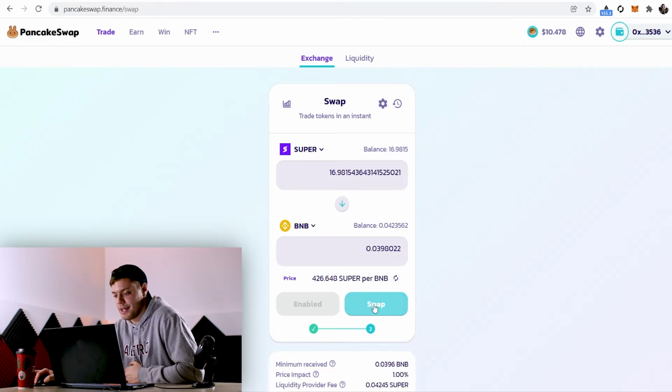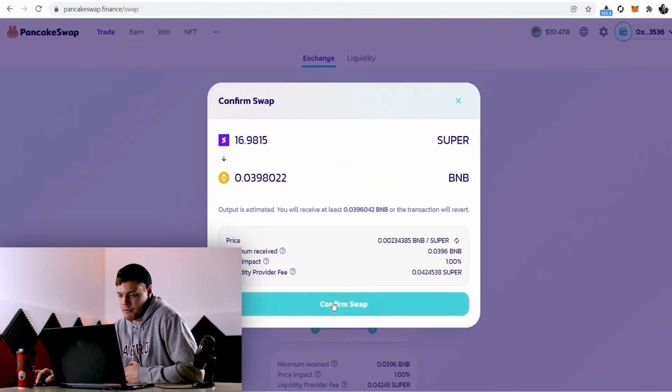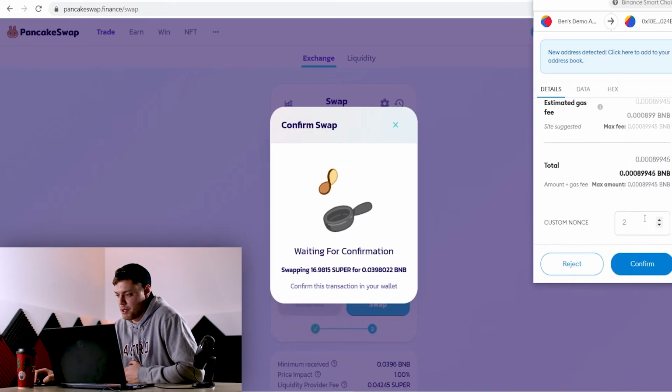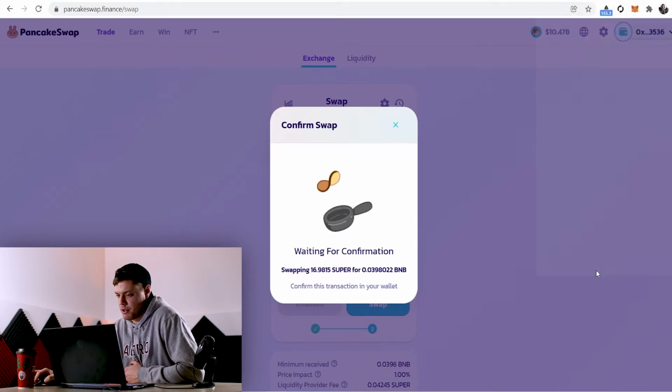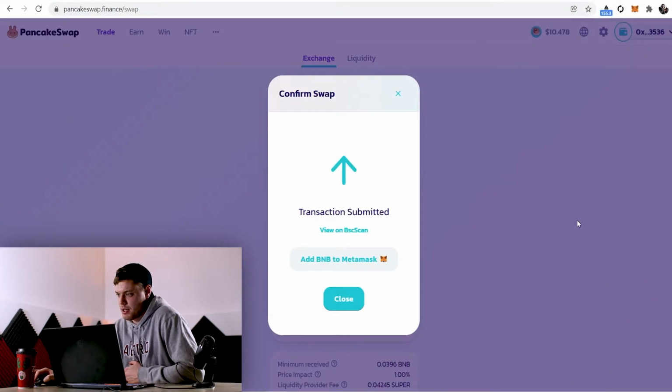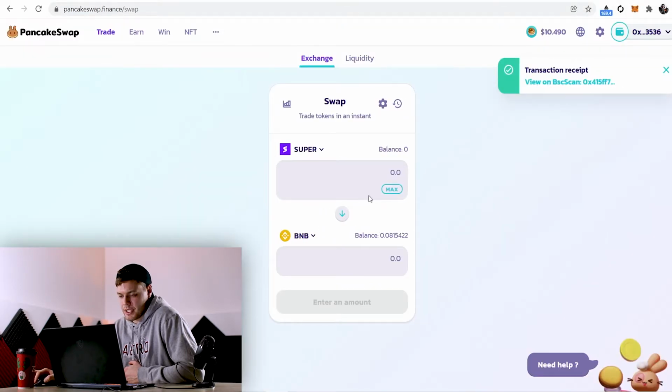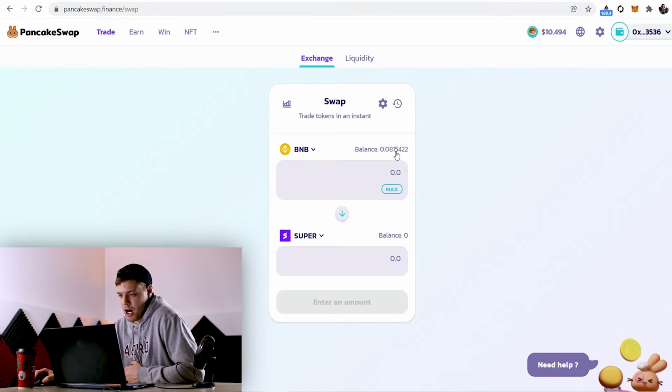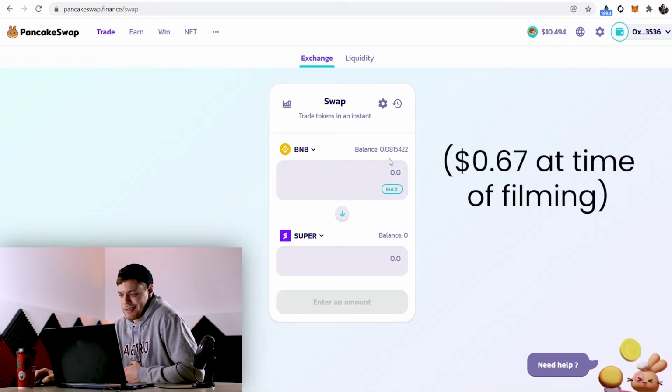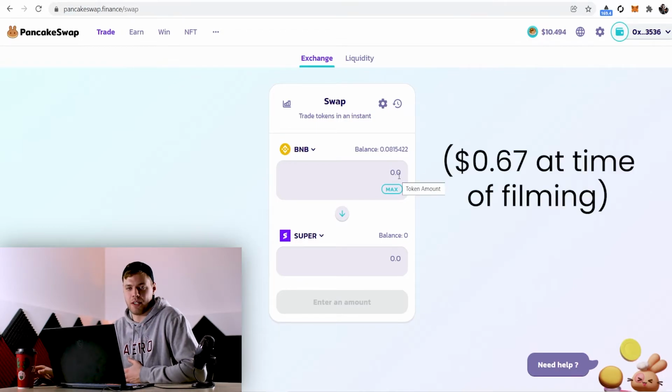So now I'm going to go ahead and actually swap these tokens, confirm swap, and I'm going to confirm it in my MetaMask here. Boom, confirm, transaction submitted. And there we go, it's gone through. And if I close all this down, you can see that I have my 0.08 BNB back in my wallet, 0 Superfarm, and we've lost about 0.0015 BNB from all of these transaction fees, which is not a lot, especially when compared to the ETH transaction fees.